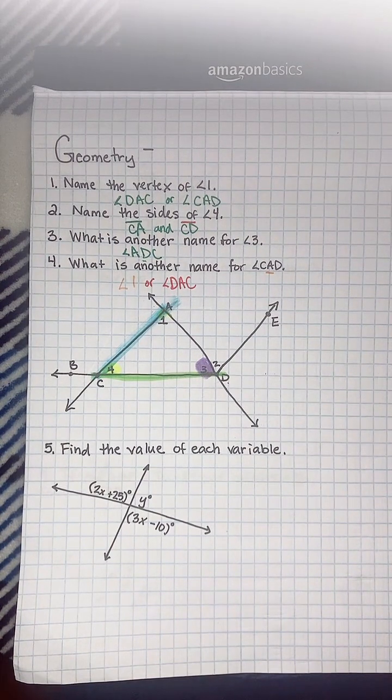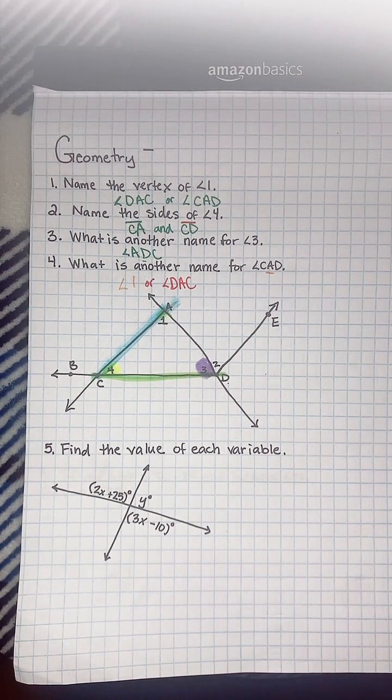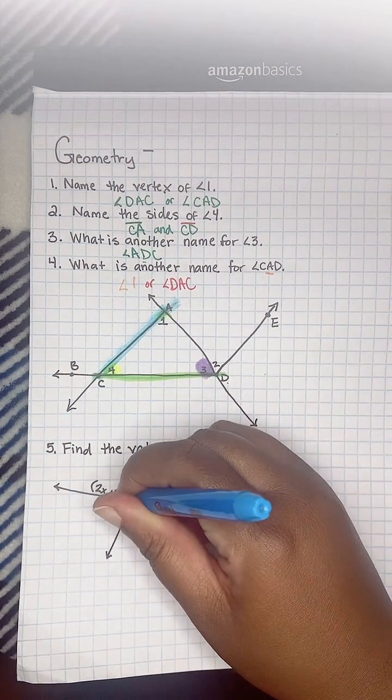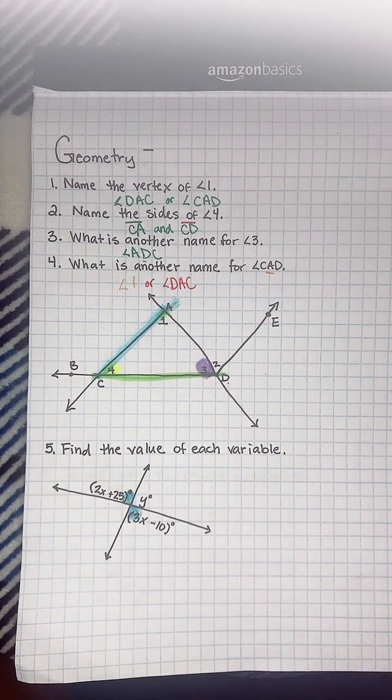All right, let's jump to number 5. Find the value of each variable. What we have to understand about this is that we have vertical angles. So this angle here and this angle here are vertical.